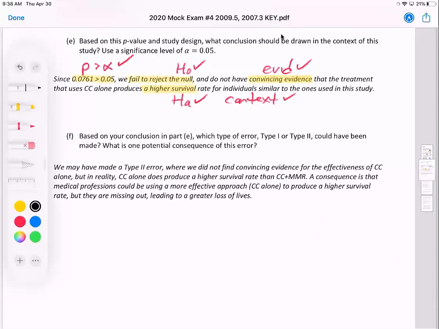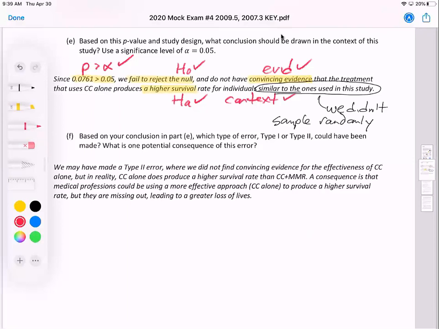I'll also mention, similar to the ones in the study, we include that because we didn't randomly sample. So we can't really generalize to people beyond the people in this study, since we can't infer to a population without a random sample. And then lastly, I wanted to review type 1, type 2 errors.